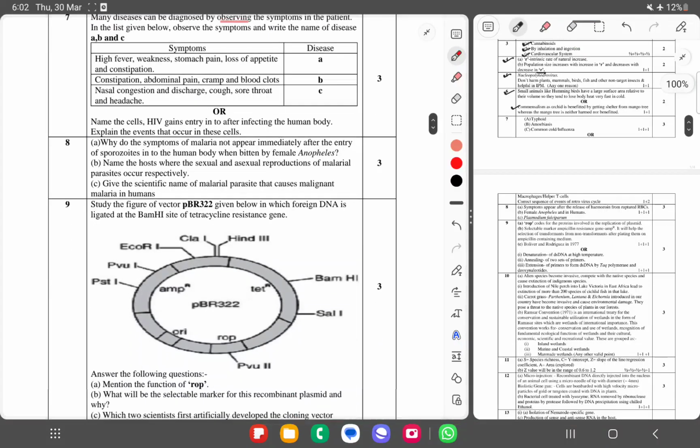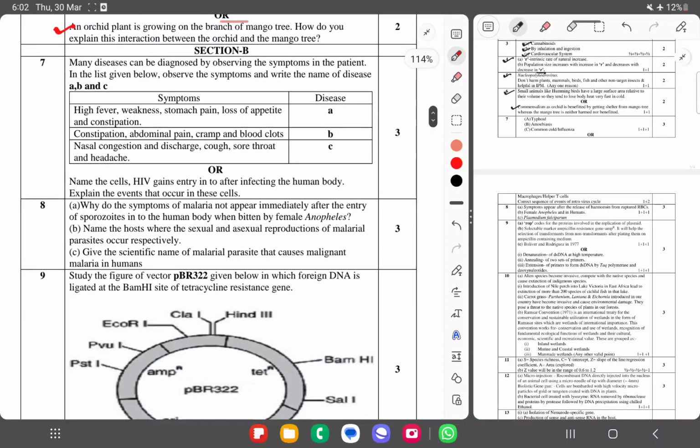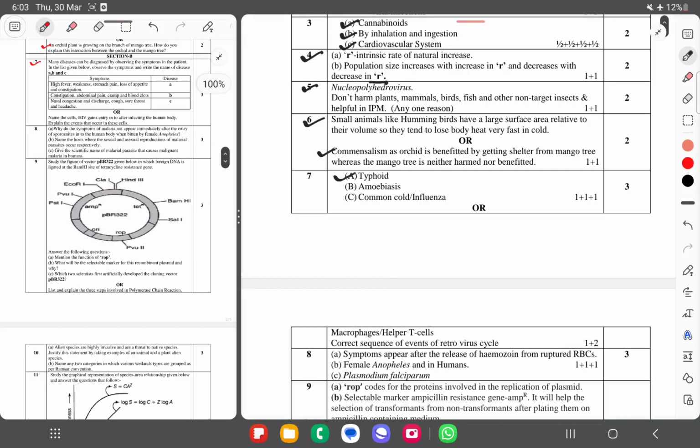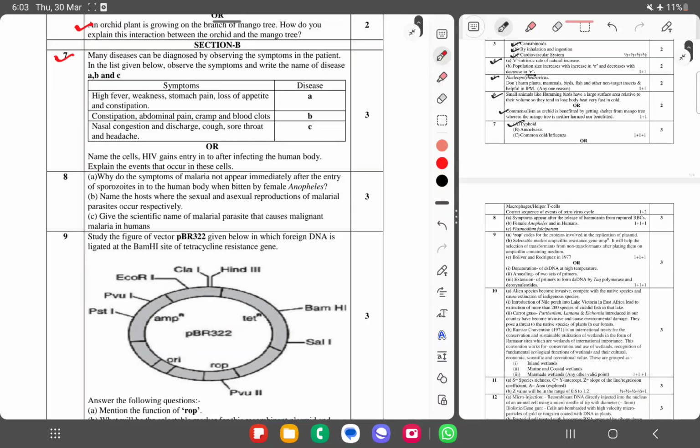चलते हैं क्वेश्चन नंबर 7. Many diseases can be diagnosed by observing the symptoms in the patient. In the list given below, observe the symptoms and write the name of the disease. High fever, weakness, stomach pain, लॉस ऑफ एपेटाइट एंड कॉन्स्टिपेशन. इसमें कौन सा डिजीज़ है? इसमें है टाइफाइड. ज़्यादा बुखार है, कमजोरी आ रही है, स्टमक पेन है, लॉस ऑफ एपेटाइट एंड कॉन्स्टिपेशन, दैट इज टाइफाइड.